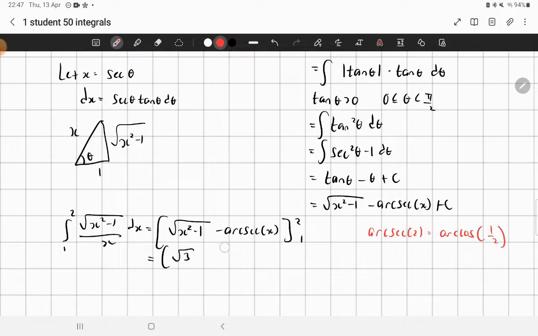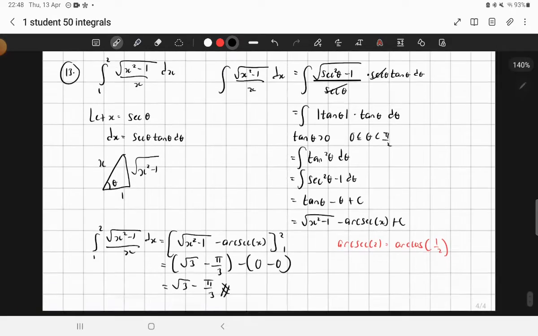And we already restricted our domain previously, so it should be no problem. Minus 0, and then arcsecant of 1, I believe, yeah, it will be 0. So we are left with the square root of 3 minus pi over 3. So that would be the answer.